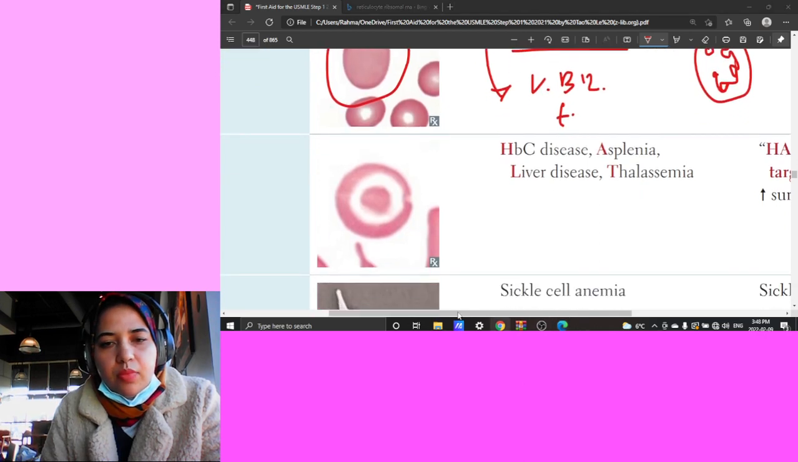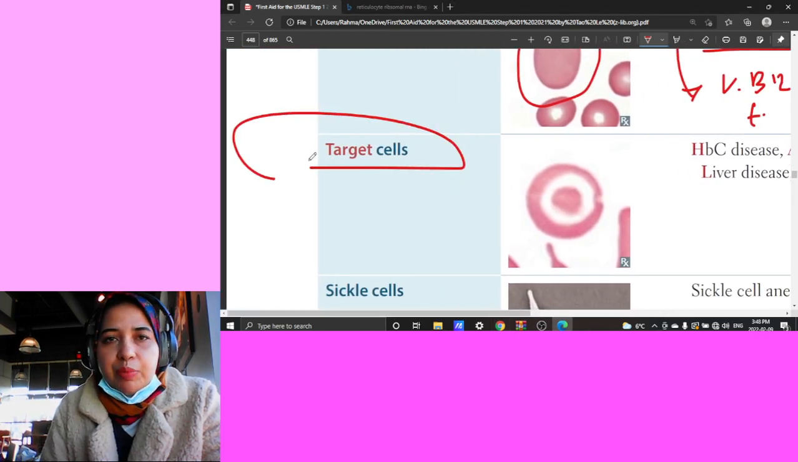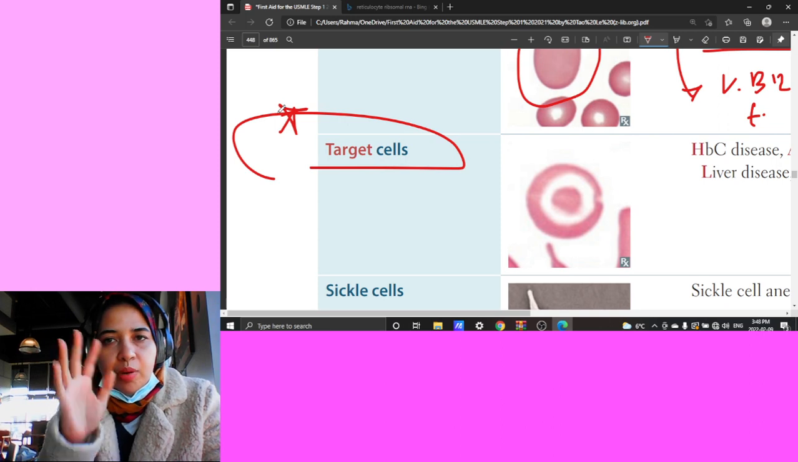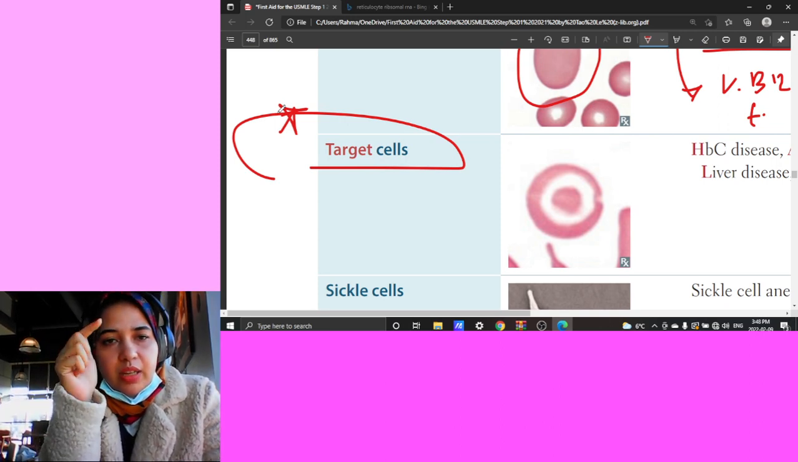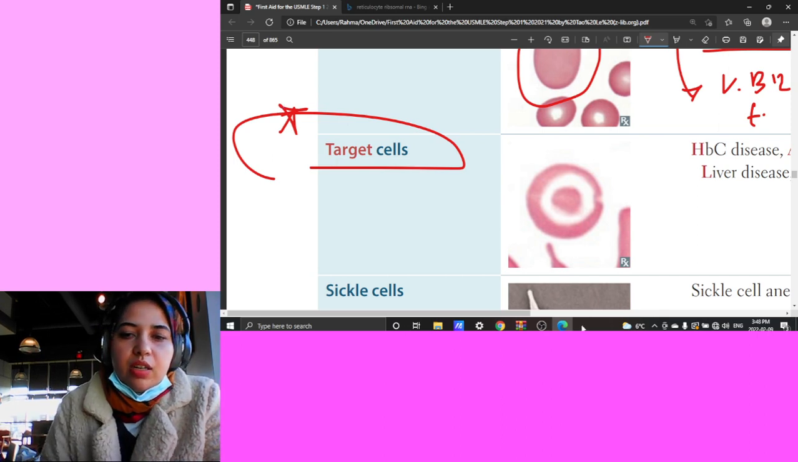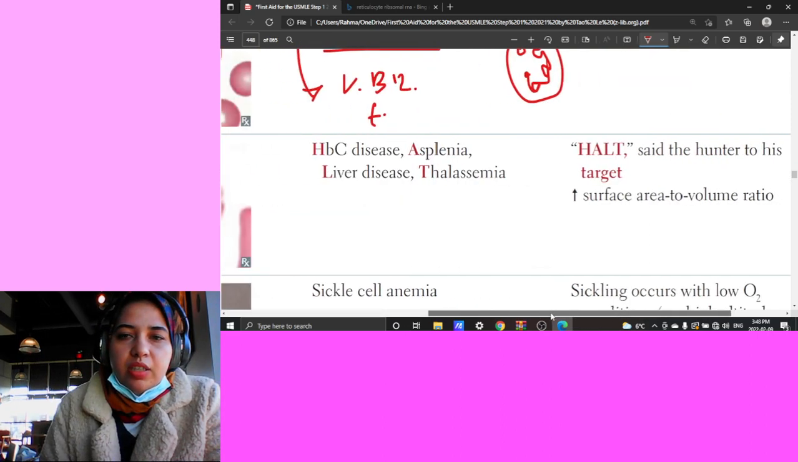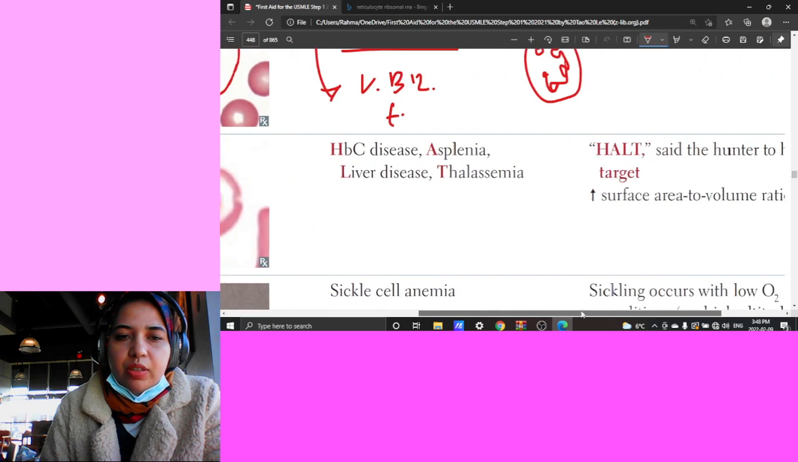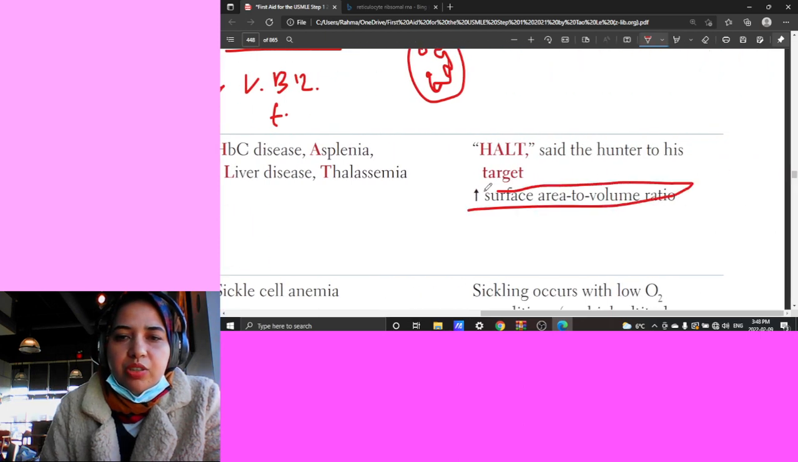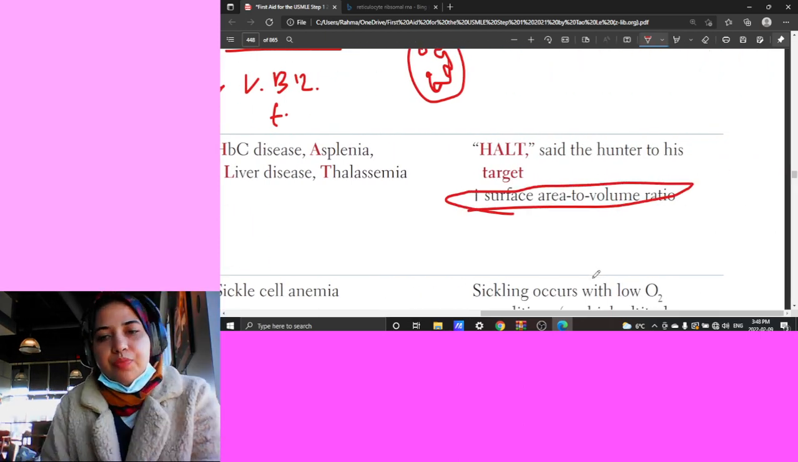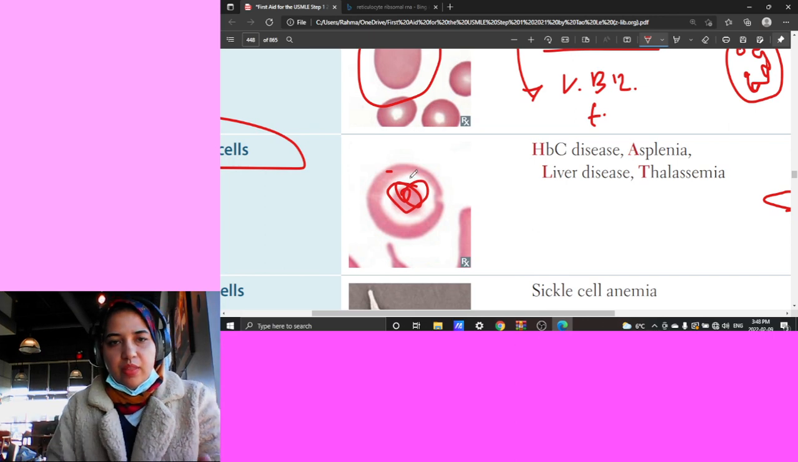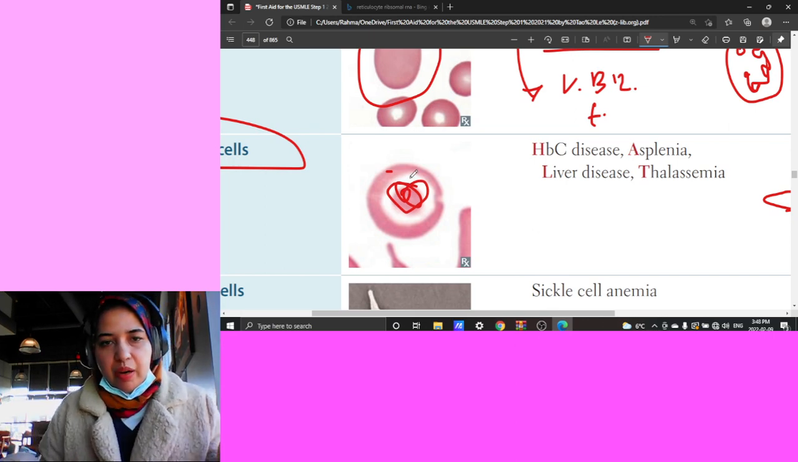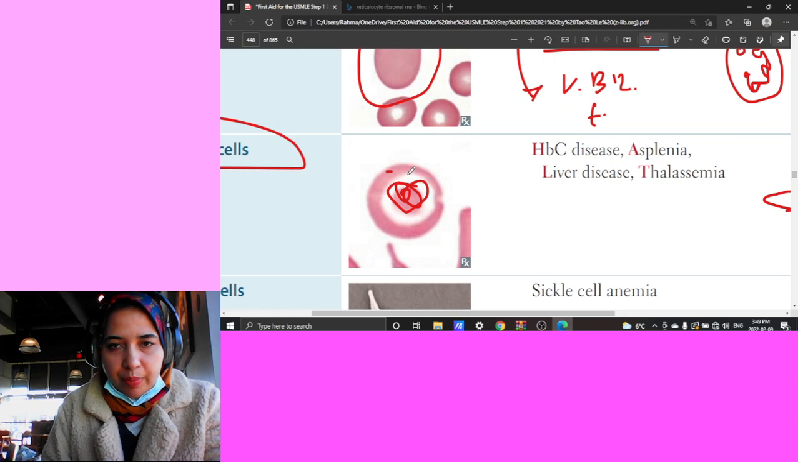Next you have your target cell. Target cell is very important. The only thing we want to know about this whole chart is that G6PD has the bite cells and Heinz bodies, and then target cells, and where do you find the target cell? The target cell is essentially due to an issue with the surface area to volume ratio. There's an increase in surface area to volume ratio, so most of the hemoglobin clumps in the middle, and the space that develops around it is defined as the target cell appearance.